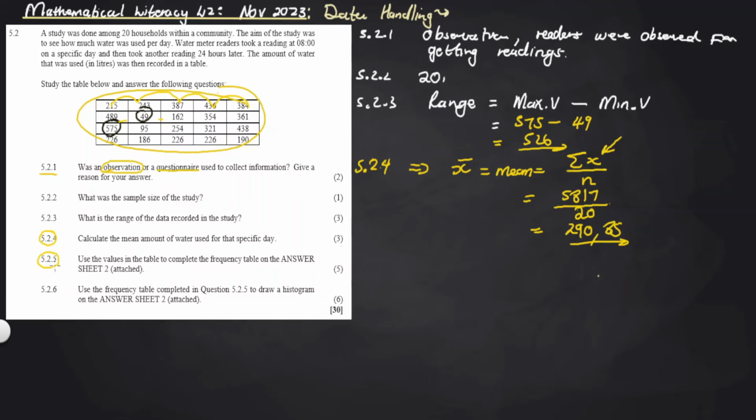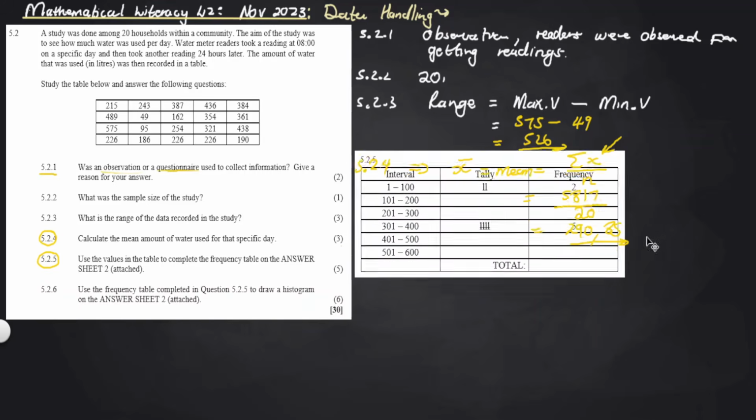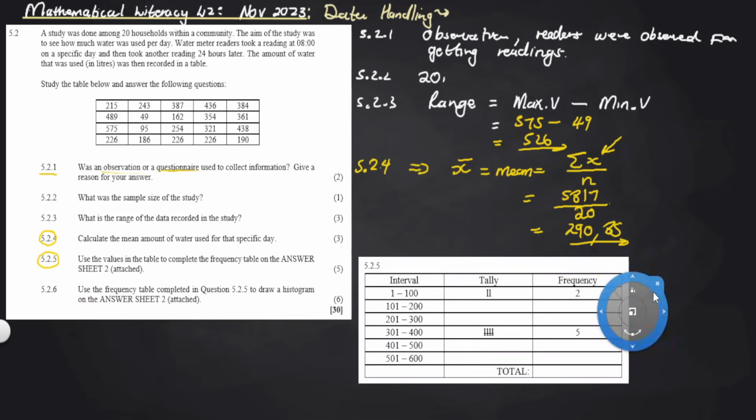5.2.5. Let me erase this part. Now they want us to finish off or use the values in the table to complete the frequency table in the answer book sheet number 2. I have this. Let's bring it down like this. All right, so we have to finish off this table.